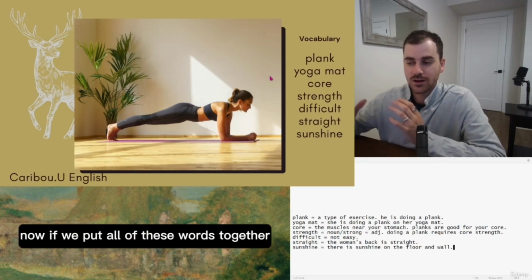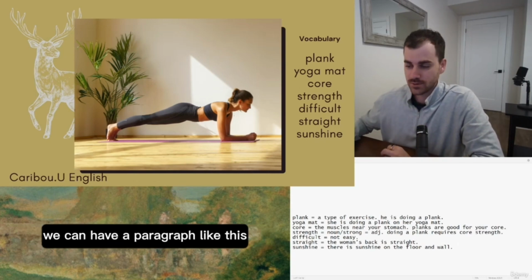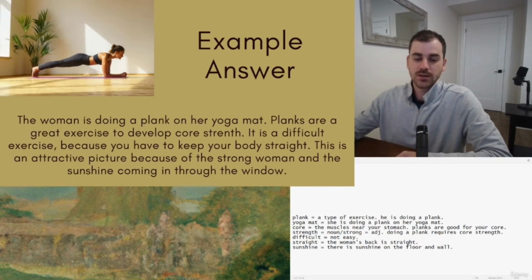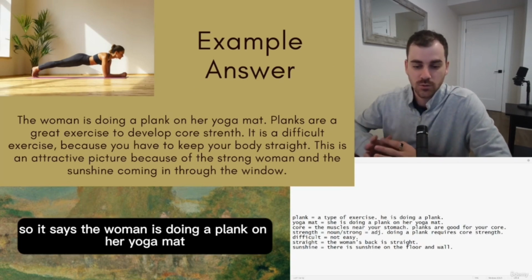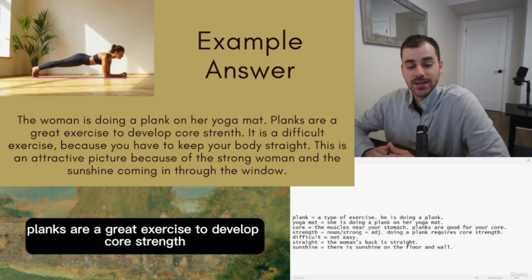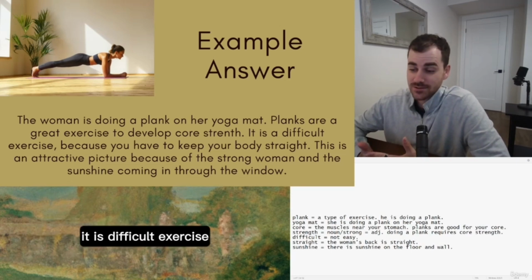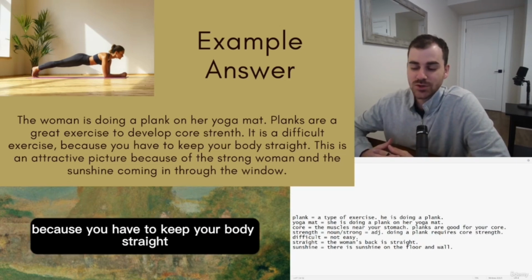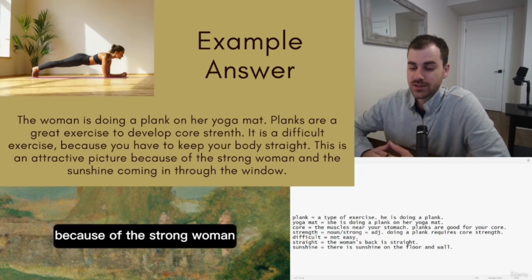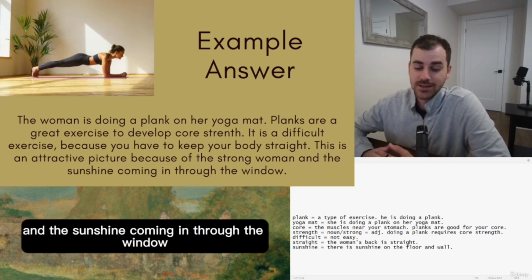Now, if we put all of these words together, we can have a paragraph like this. So it says, the woman is doing a plank on her yoga mat. Planks are a great exercise to develop core strength. It is difficult exercise because you have to keep your body straight. This is an attractive picture because of the strong woman and the sunshine coming in through the window.